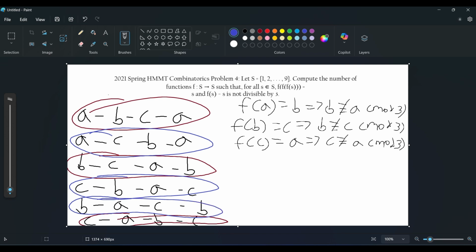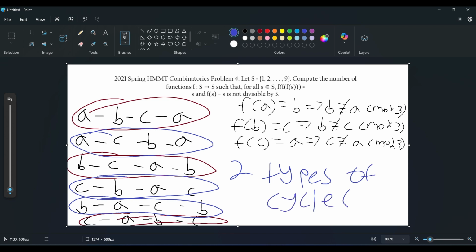So there are 2 types of cycles. You can either have the red type, where you go in this fashion, this distinct pattern here, or you can have the blue type, where you go in this other distinct pattern here. So there are two different types of cycles we can choose from. So keep that in mind.